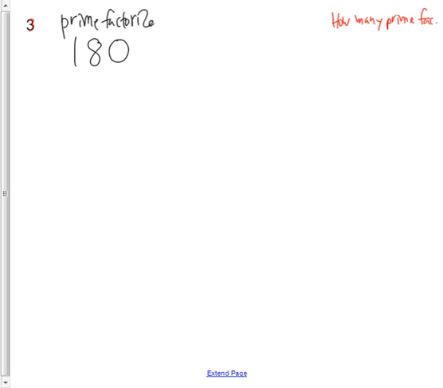Okay, question 3 says prime factorize 180. Now, if you remember why we learned how to prime factorize, we prime factorized to actually figure out if a number was a perfect square.